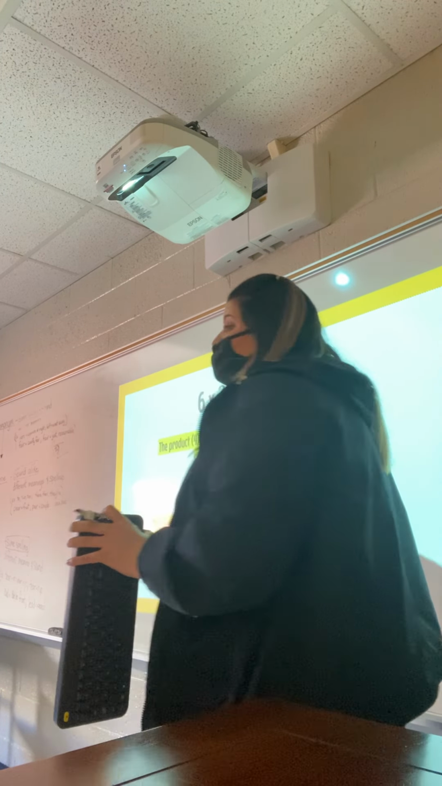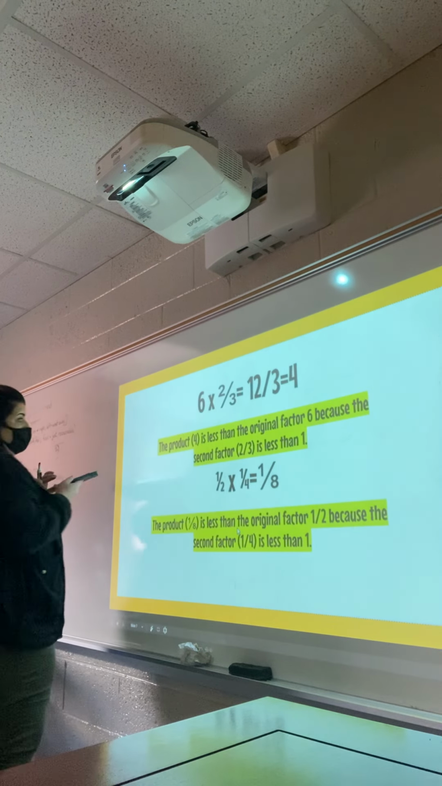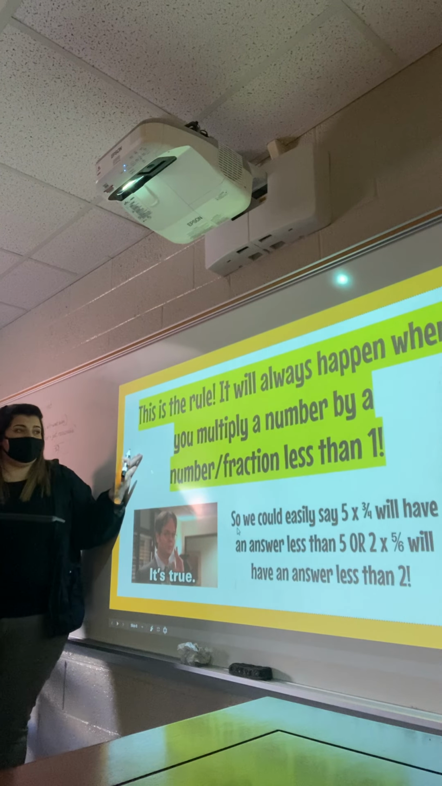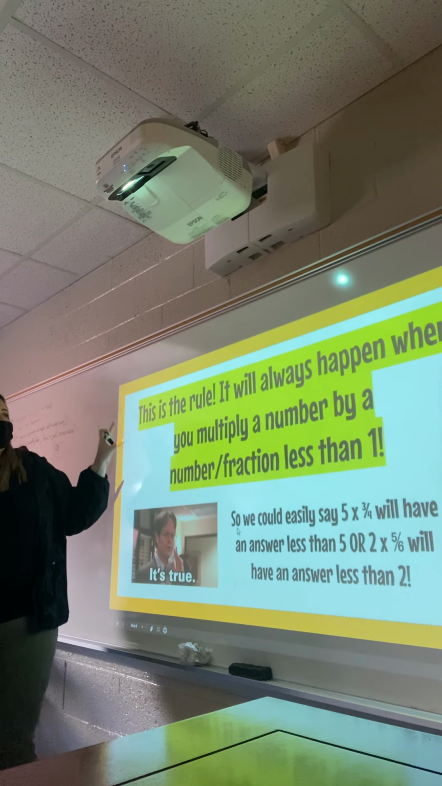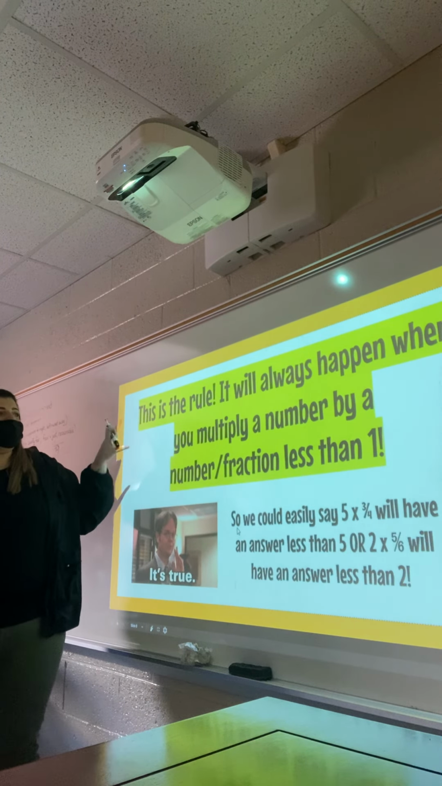And I have some practice problems that should help you guys with this. We're going to do them in just a little bit. I just wanted to go over this in case you haven't looked at it. All right, this is the rule. It will always happen when you multiply a number by a fraction less than 1. So anything that you multiply by less than 1, it's always going to be smaller than that original factor. That original factor is the first factor, okay?